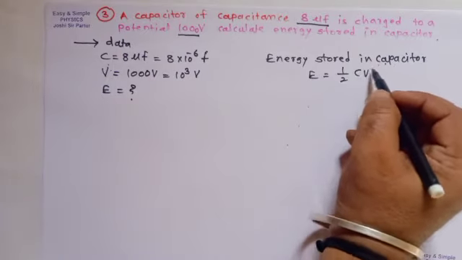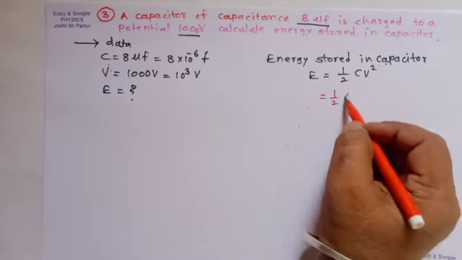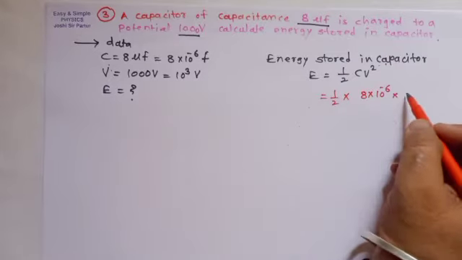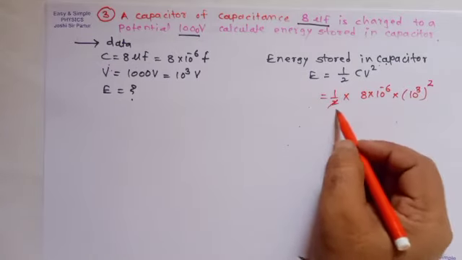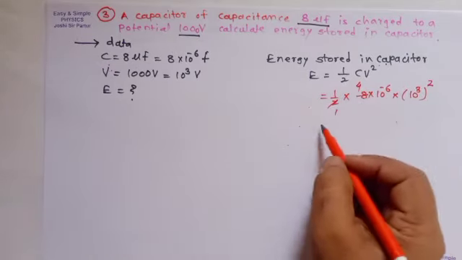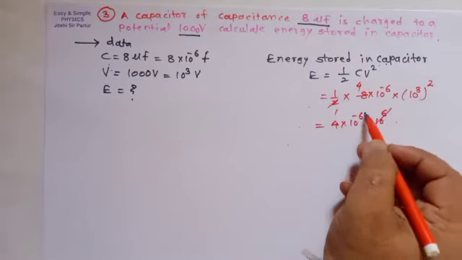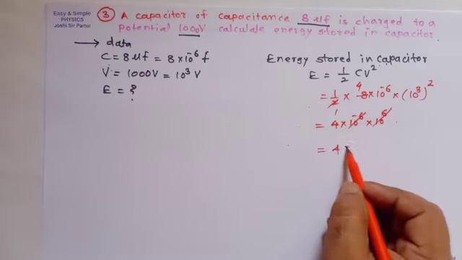Using the formula half CV square, if we substitute the value of C and the value of V, it is half multiplied by 8 into 10 raised to minus 6 multiplied by (10 raised to 3) square. Half of 8 is 4, so 4 into 10 raised to minus 6 into 10 raised to plus 6, and 10 raised to minus 6 and 10 raised to plus 6 get cancelled. So energy will be 4 joule.